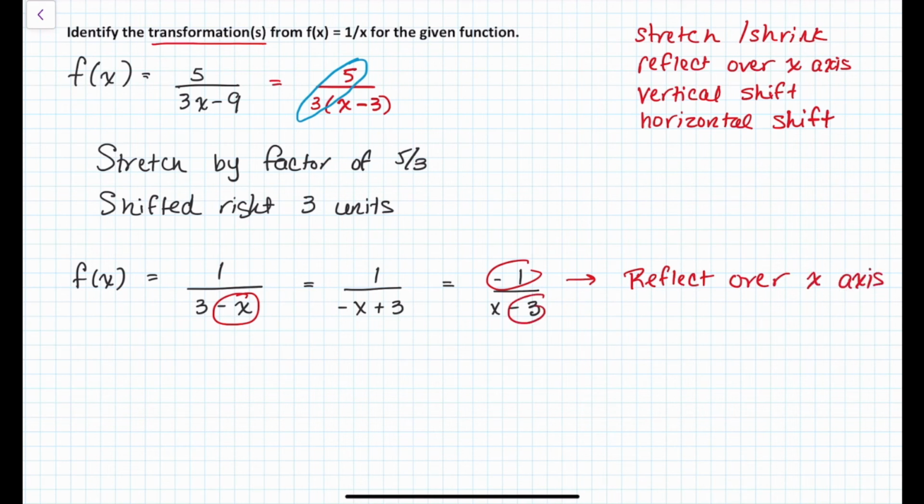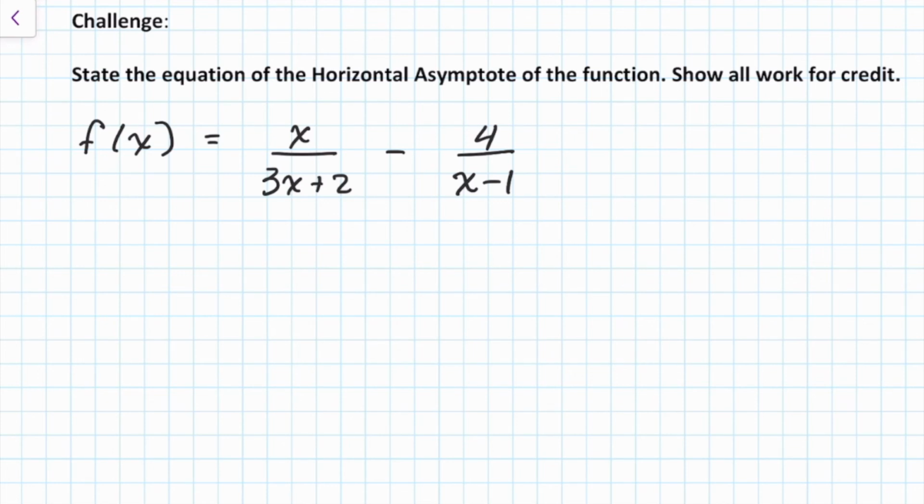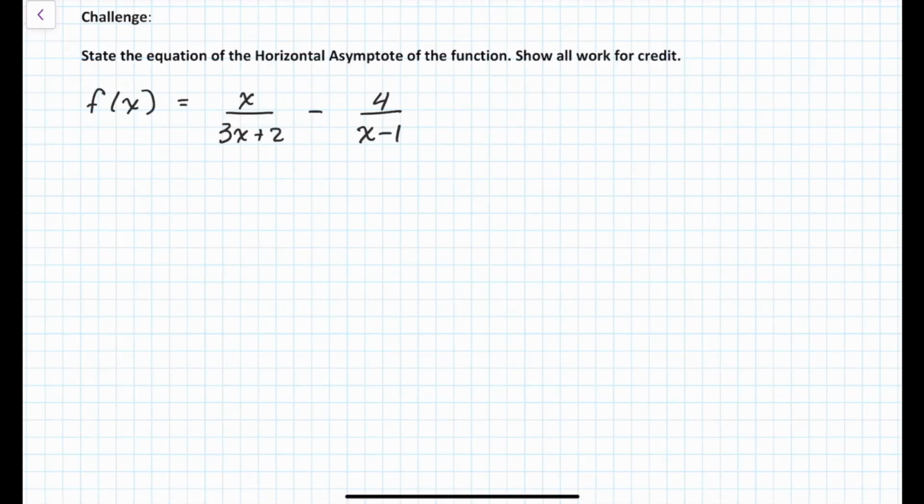So since we have a -1, that means the graph is reflected over the x-axis, and x minus 3, again, it's shifted right 3 units. Okay, this is a little bit of a challenge. There's 2 challenge problems here. So pause the video, see if you can do these.